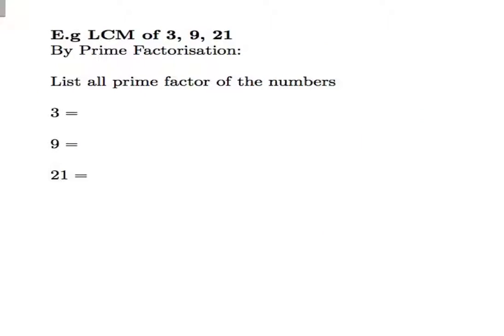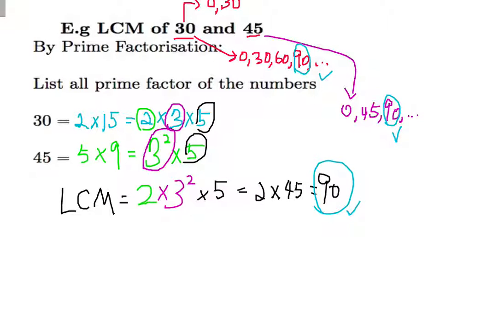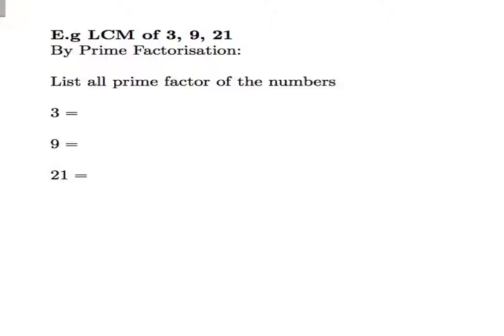Let's move on. In this example, we have 3 numbers instead of just 2. We break 9 down into its prime factors, which is 3 square, and 21 into its prime factors, which is 3 times 7. This example is relatively easy. It is quite unlikely to come up in the O level, but this is just for the sake of example.